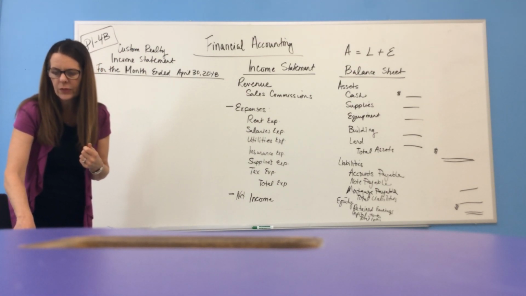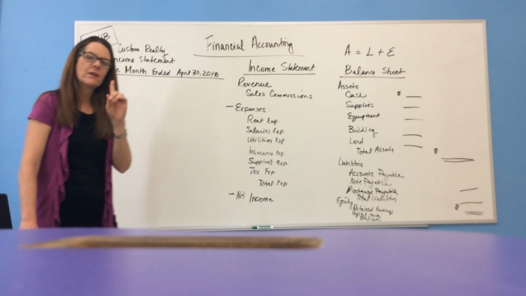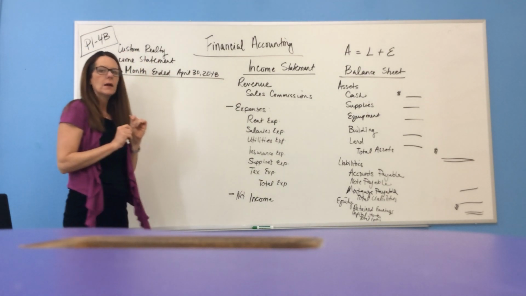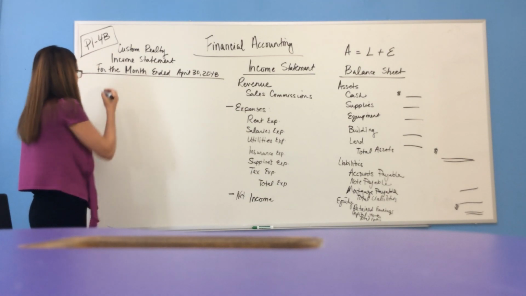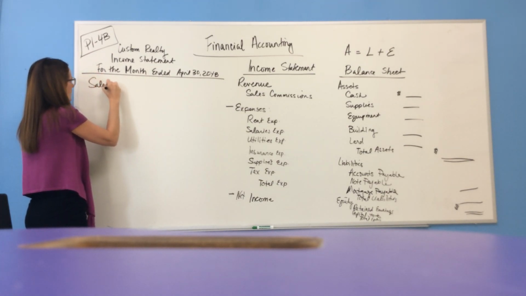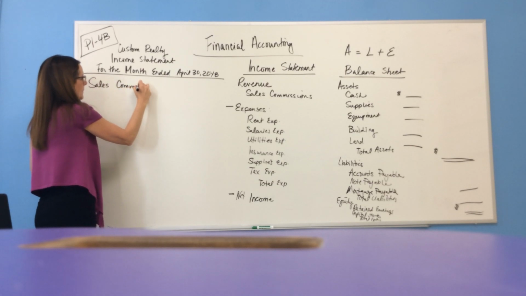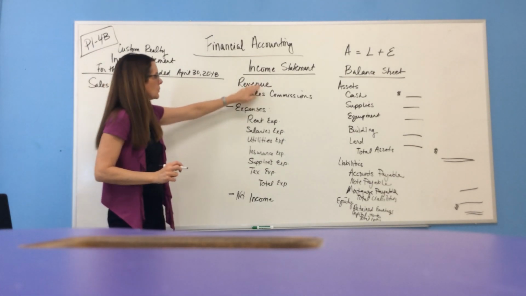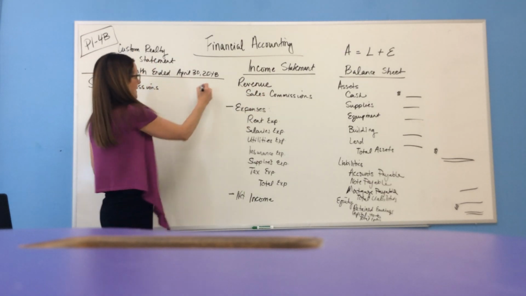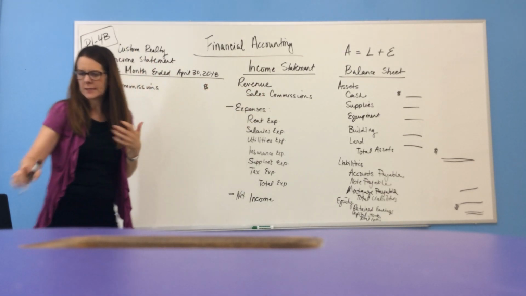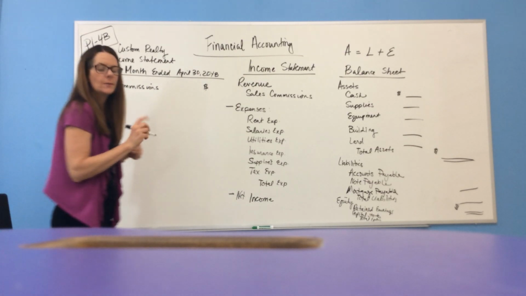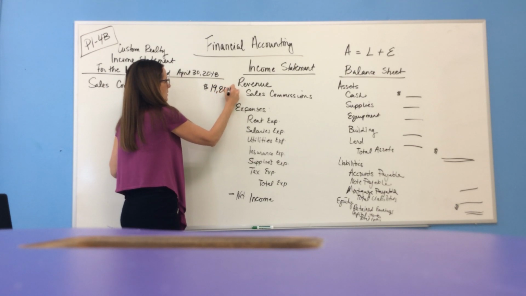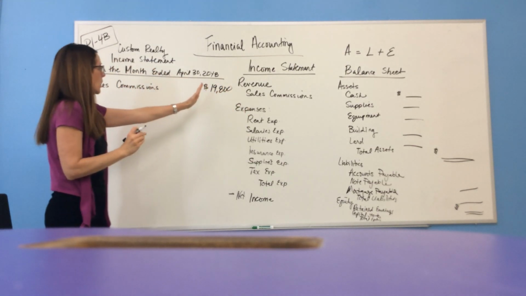I'm going to start with my revenue. And in this case, I just have one item for revenue, and it's sales commissions. So I don't even need a heading because I only have one item. I'm going to start with that, sales commissions. And this number, since I don't have multiple revenue, I'm going to move over to the second column. There's probably already a dollar sign there, and your number is going to be, let me double check, 19,800.